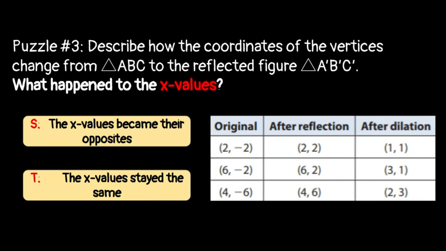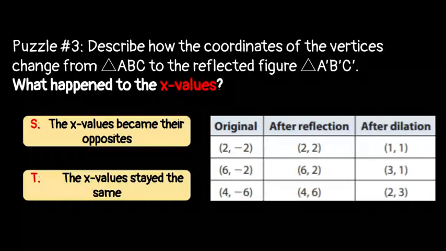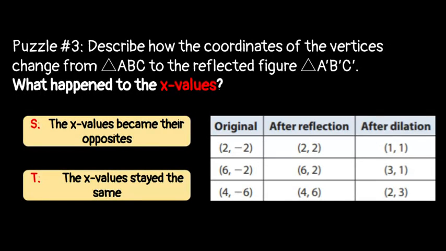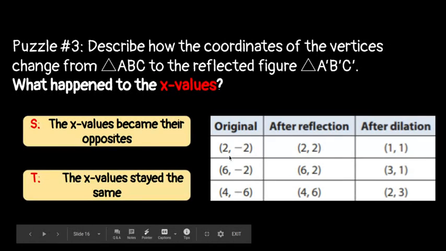For puzzle 3 here, we need to describe the coordinates of the vertices that change from triangle ABC to the reflected figure A prime, B prime, C prime. So again, this is that triangle that we were just working with, and we need to see what has changed between the two. We can see, and again, this is on page 101 now, that our original vertices were at 2, -2, 6, -2, and 4, -2.